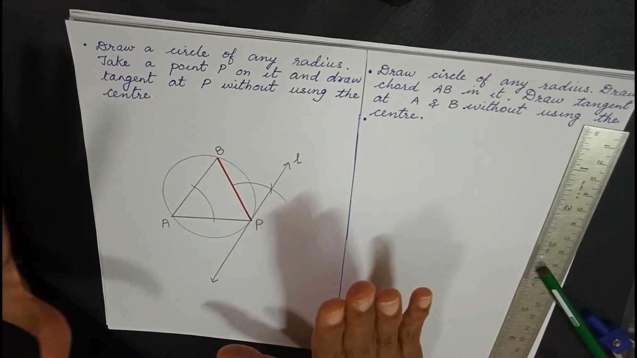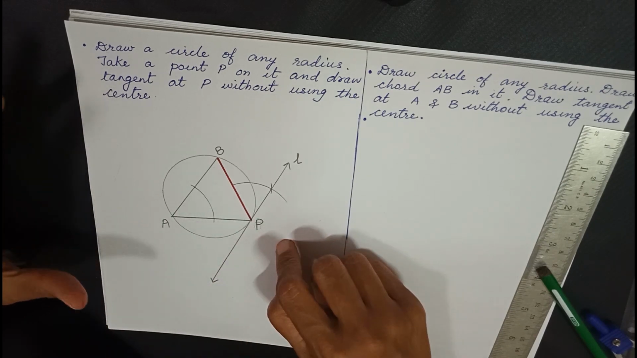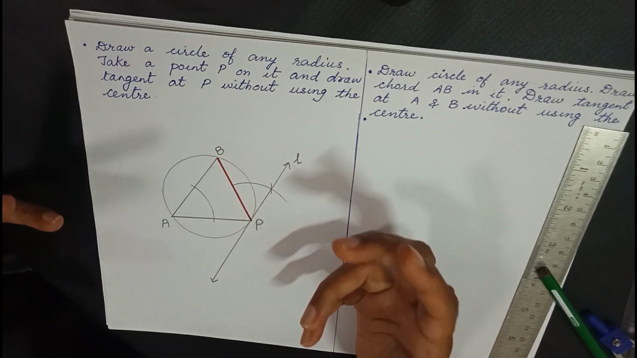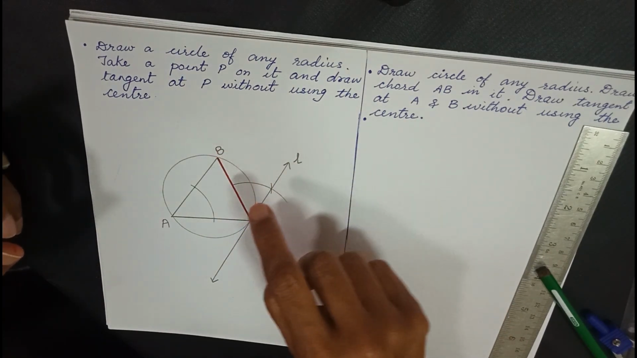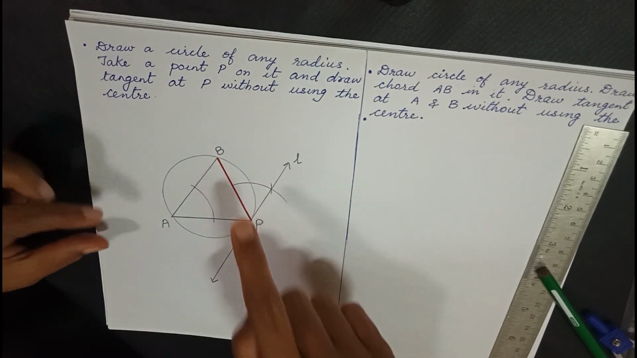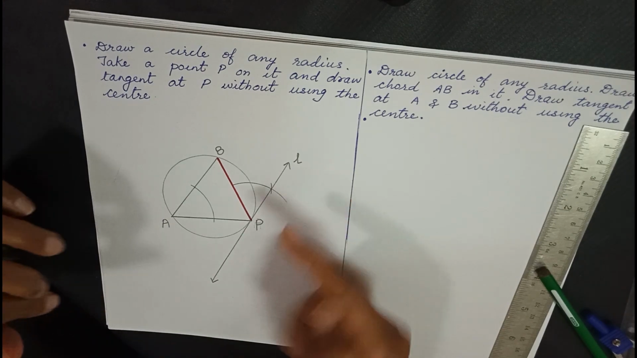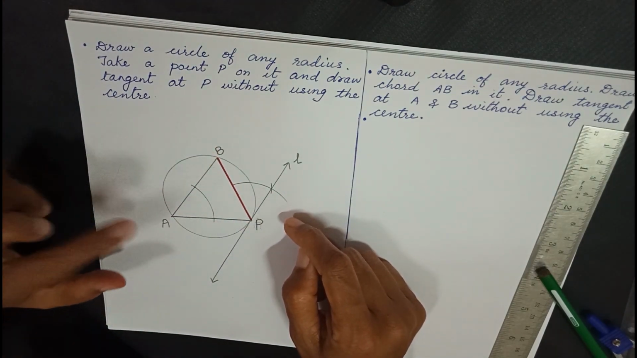So this is the simple method, a very easy method to construct a tangent at a point without using the center. So what was the method? Just let's revise first. The point that we require, we draw a chord. And now the principle that we use is that the angle made on this side of the chord will be equal to the angle made on the other side of the chord. So using a scale, we make one angle A.